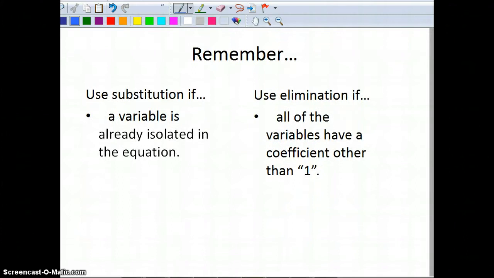So a couple of things that you need to remember is that you should probably use substitution if a variable is already isolated in the equation. It's just already set up for you. And you should probably use elimination if all of the variables have a coefficient other than 1.